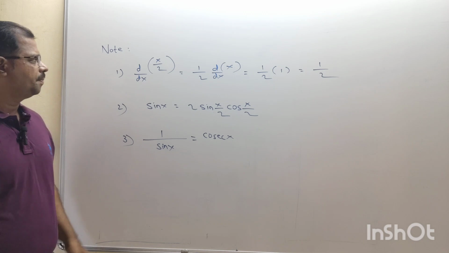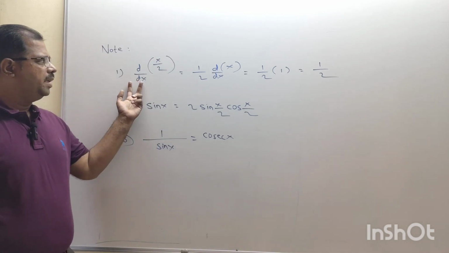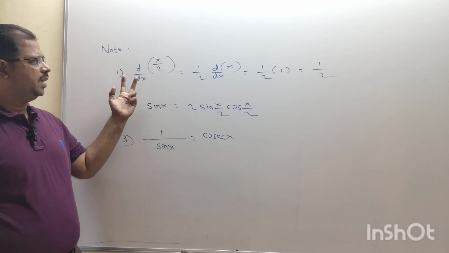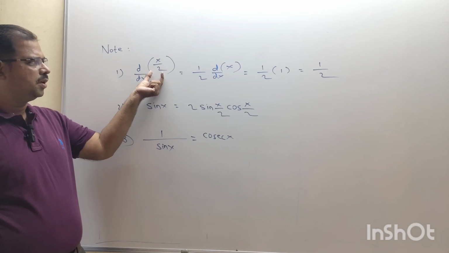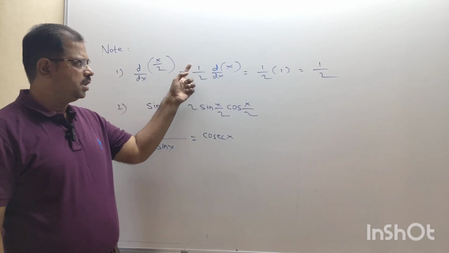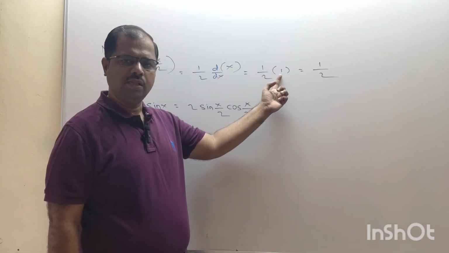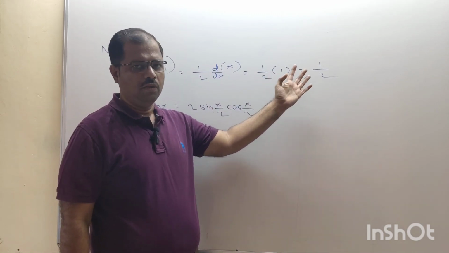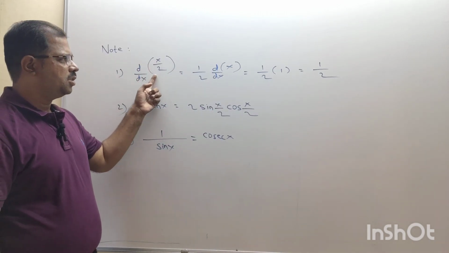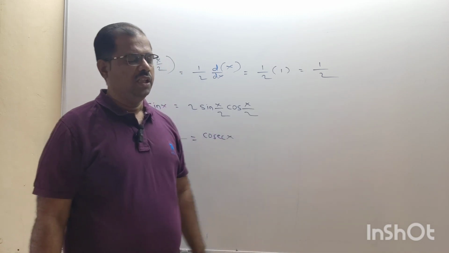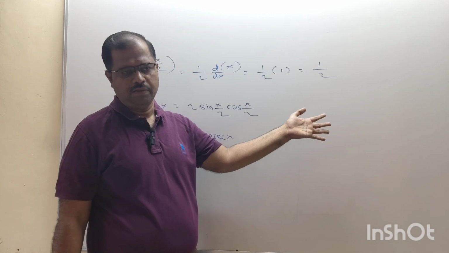Before taking the next problem, first some important points. D by dx of x by 2: in this term, 1 by 2 is the constant term, taken outside the derivative, that is 1 by 2 d by dx of x. Therefore, 1 by 2 times the derivative of x, which is equal to 1, is 1 by 2 into 1, 1 by 2. But in the problem we write directly d by dx of x by 2 as 1 by 2. If there is x by 3, we write the derivative of x by 3 is 1 by 3.